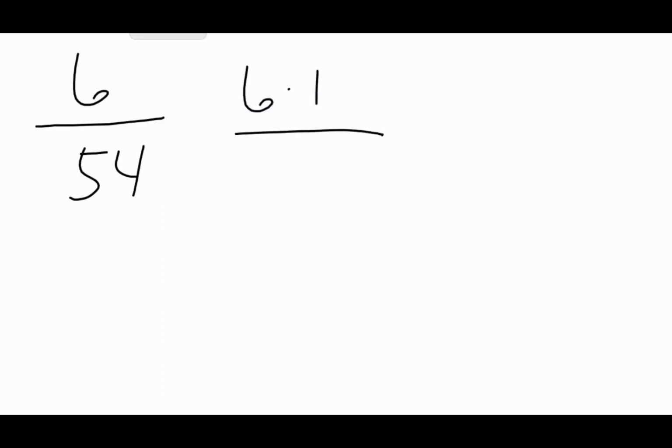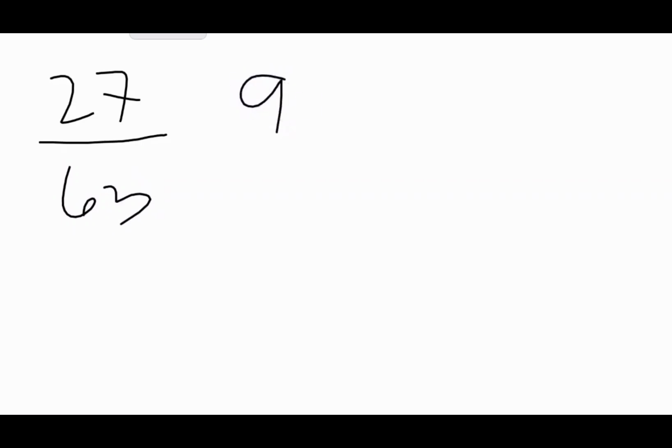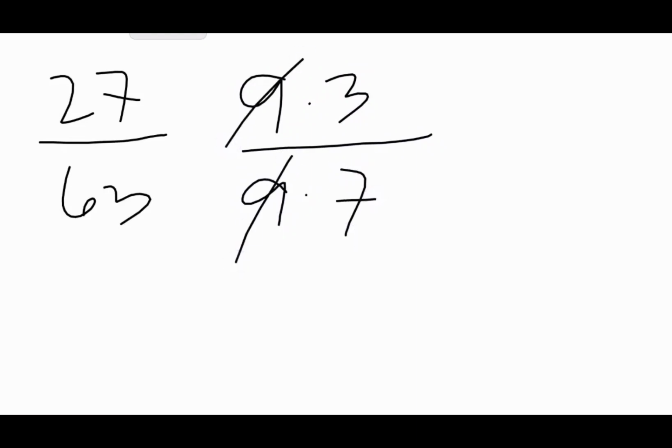Another, 6 over 54. The factors are 6 times 1 and 6 times 9. Cancel the same factors, so we get 1 over 9. Last one, 27 over 63. The factors are 9 times 3 and 9 times 7. Cancel the same factors, so we get 3 over 7.